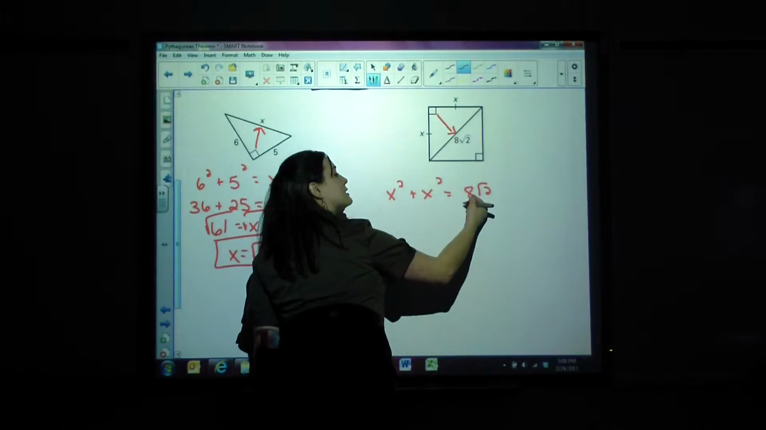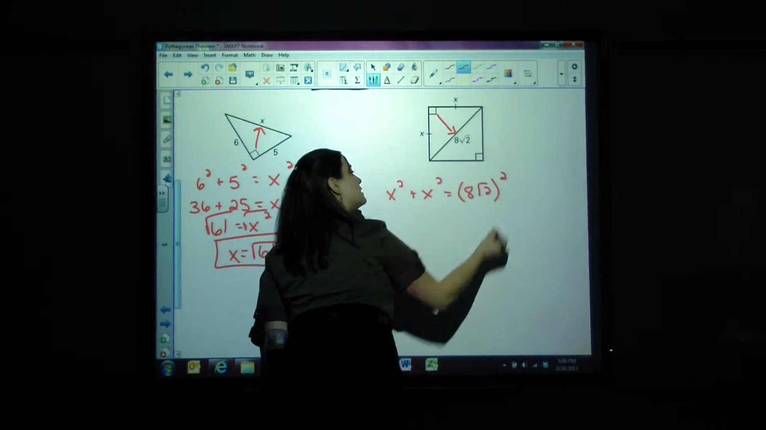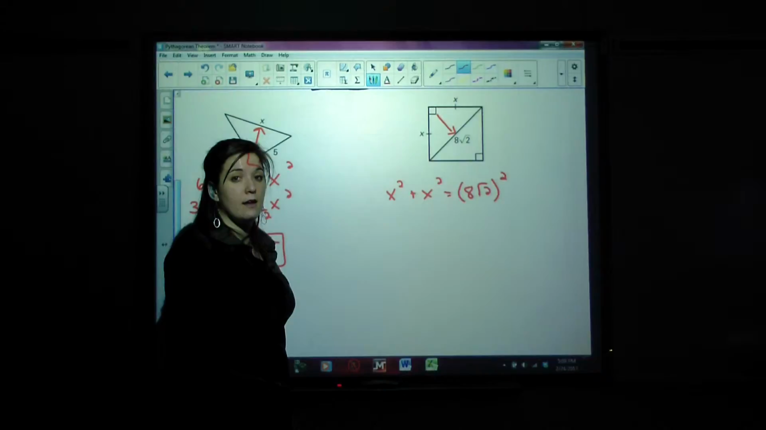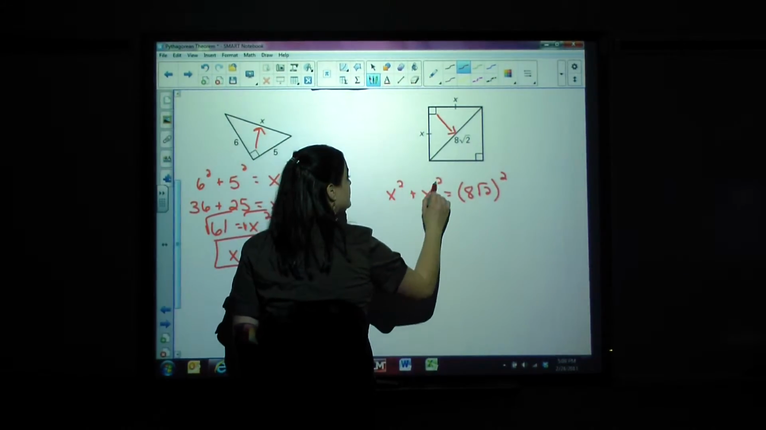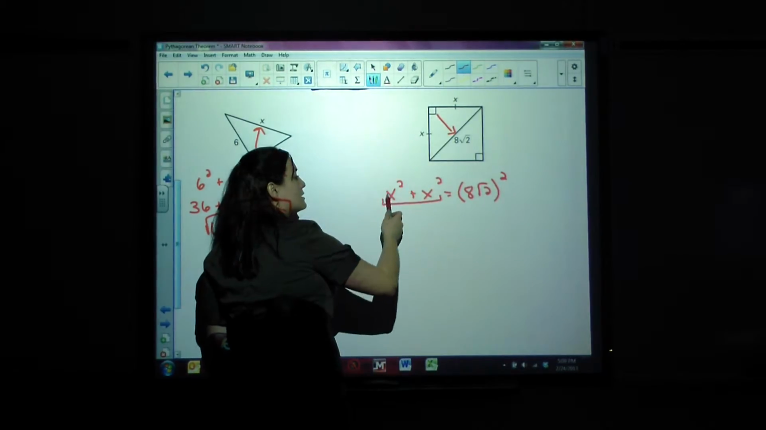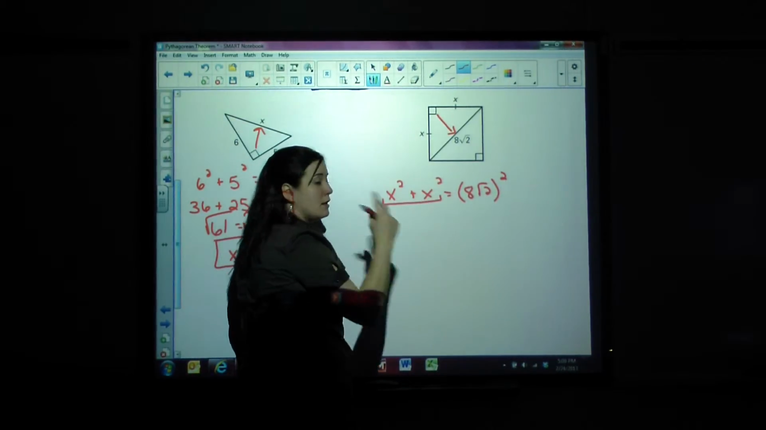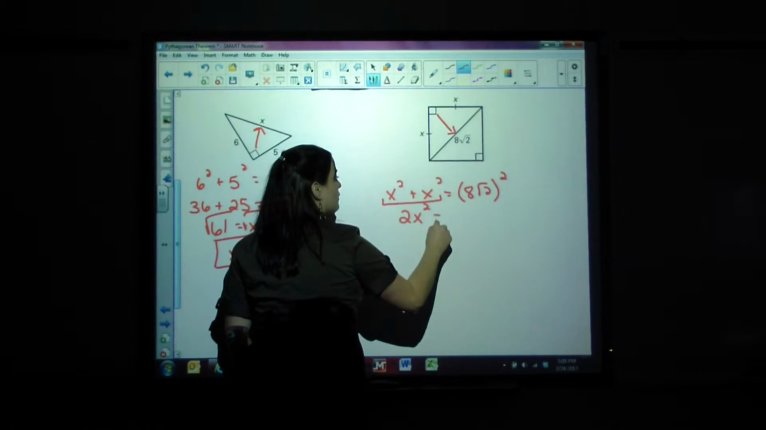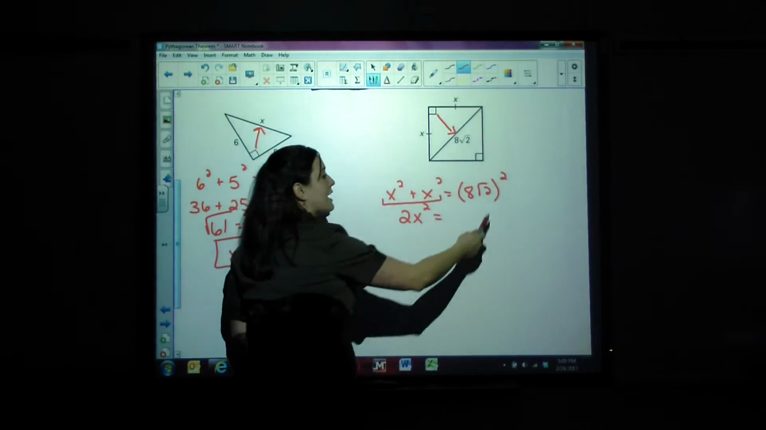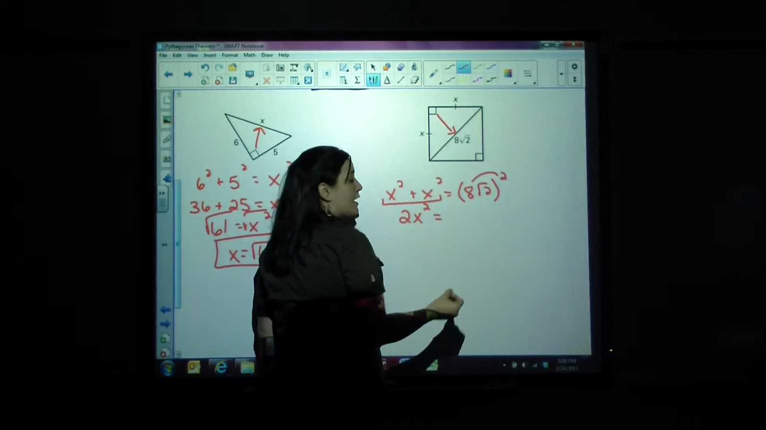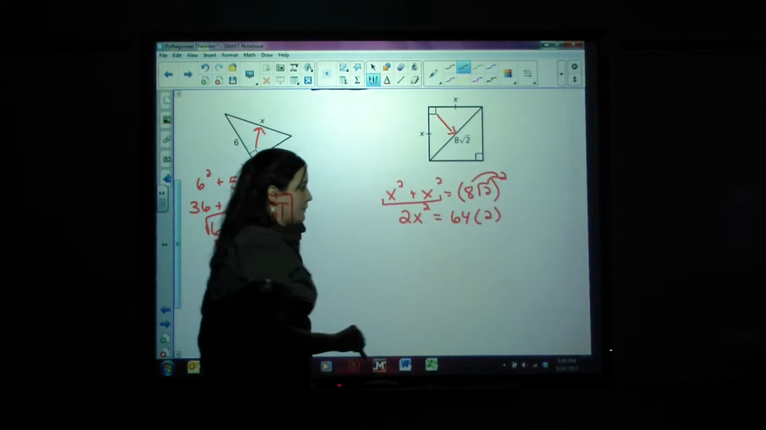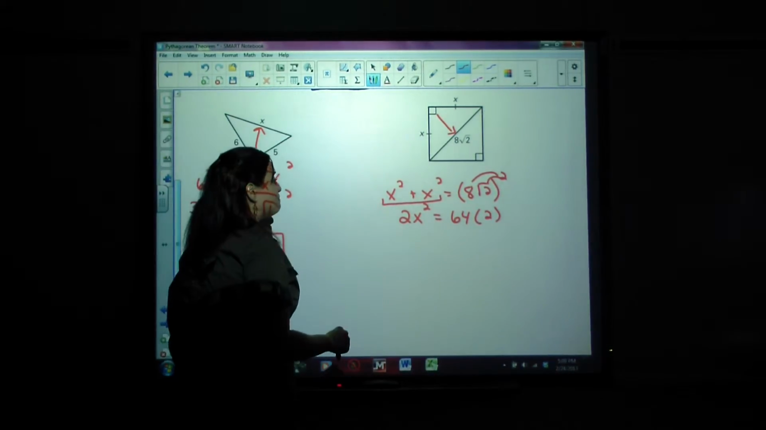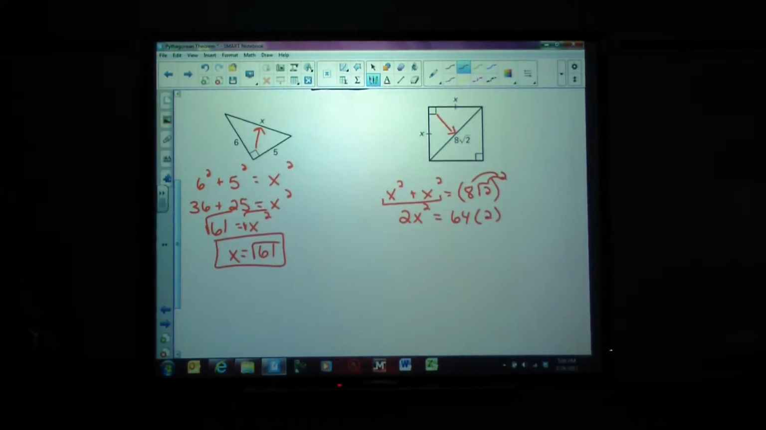Now, what's important is this is 8 root 2. I need to put it in parentheses and square the whole thing. Everything gets squared. So if we simplify x squared and x squared, those are like terms. 1x squared and 1x squared makes 2x squared, which is going to equal, now if I square this, I actually have to square everything. I'm going to have 8 squared, which is 64, times root 2 squared, which is 2.